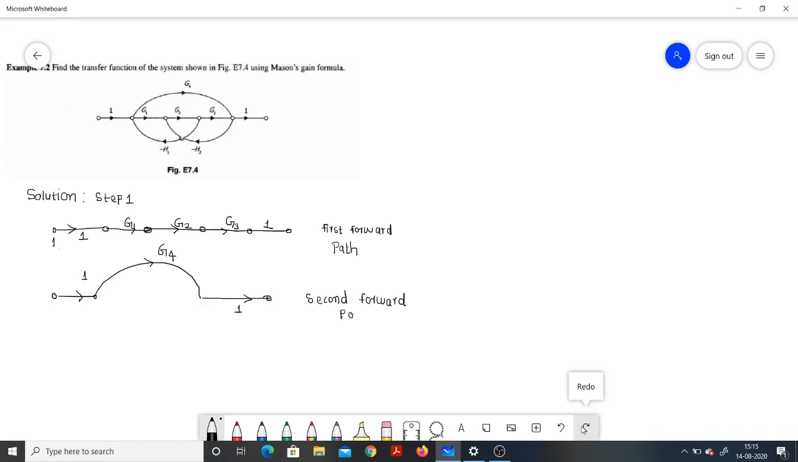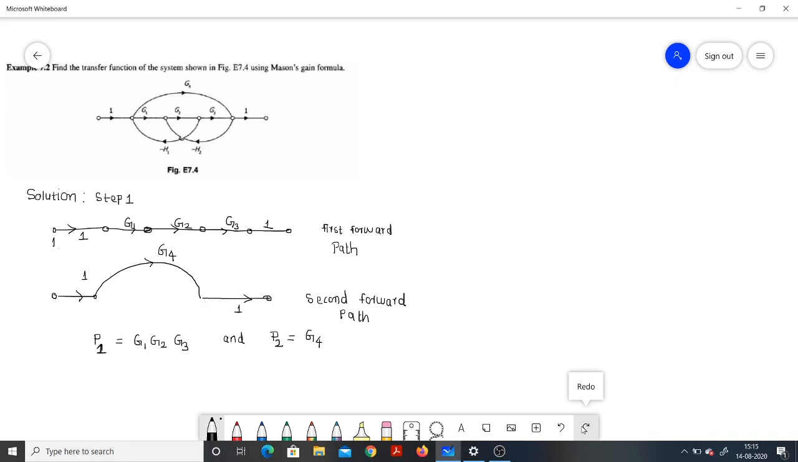Now next we are going to write the path gain. For path 1, we will write the path gain as P1, and it is given as G1, G2, G3. The gain for the second path will be written as P2, and it is nothing but just G4, because the other two gains are 1, so it just becomes G4.